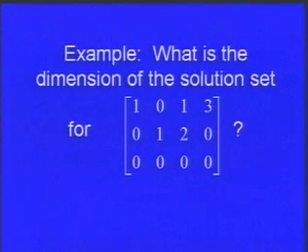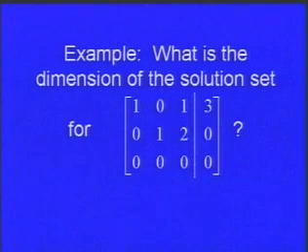Next example. What's the dimension of the solution set for this matrix? The first row is 1, 0, 1, 3. Second row is 0, 1, 2, 0. And the last row is all zeros. Well, I need to keep in mind it came from a bunch of equations, right? So put it back into equations.